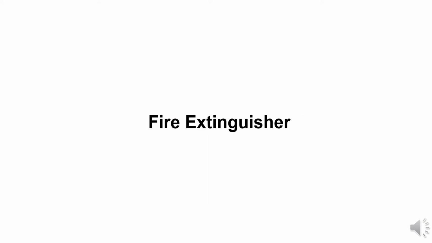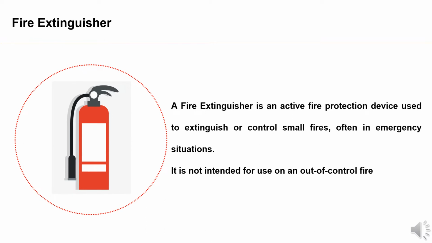Our today's video is on fire extinguisher and types of fire extinguisher. What is a fire extinguisher? A fire extinguisher is an active fire protection device used to extinguish or control small fires, often in emergency situations. It is not intended for use on an out-of-control fire.